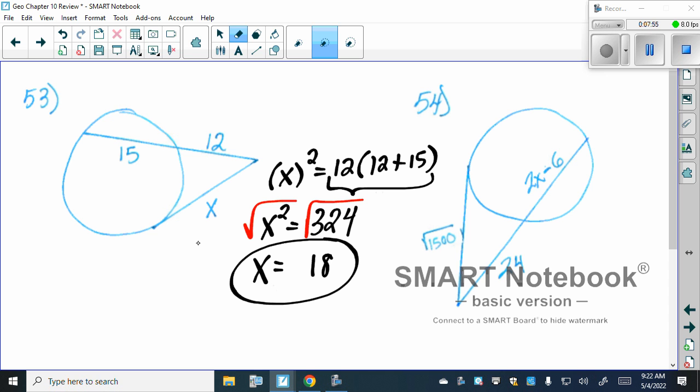Mm-hmm. So x squared, so we're squaring x, we're multiplying x by itself, which is x squared. Yep. Because here we're applying the square to it as part of the formula. The one before, it had it to begin with.